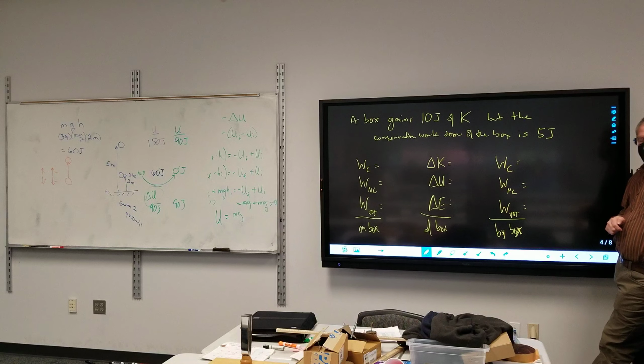So the conservative work on the box is 5 joules. All right, so I know that's 5 joules because that's given in the problem. What's the other piece of information given in the problem? The block gains 10 joules of kinetic energy. So change in kinetic energy, 10 joules.